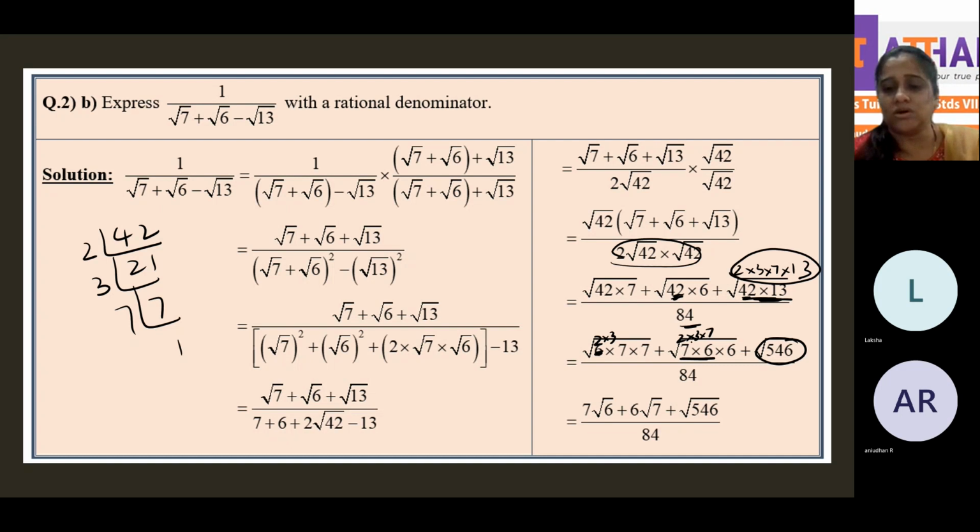Here, when you write this 42 as 2 3s are 6, 6 7s are 42, you must write 6 also as 2 into 3.